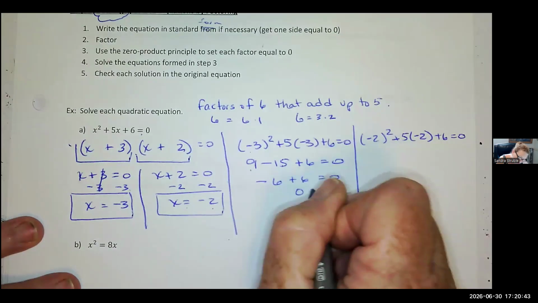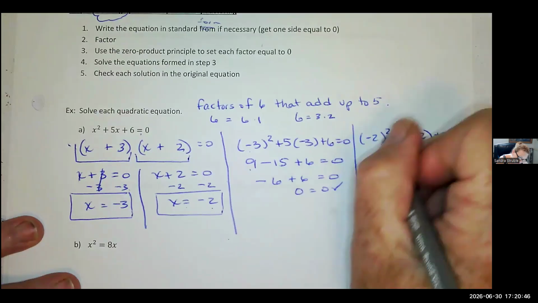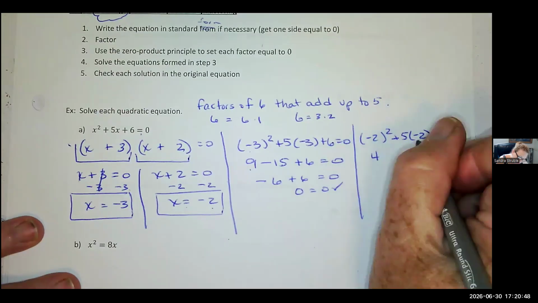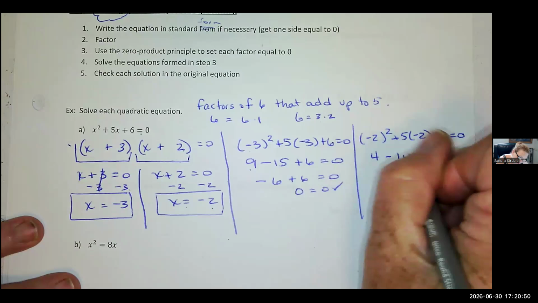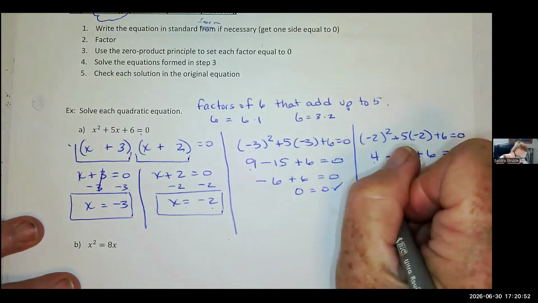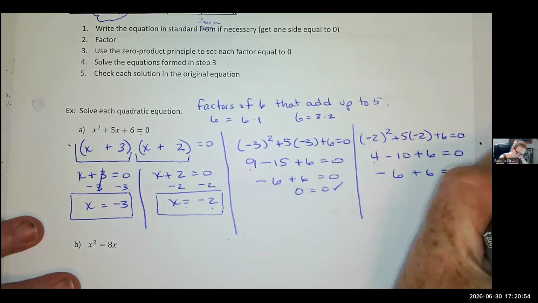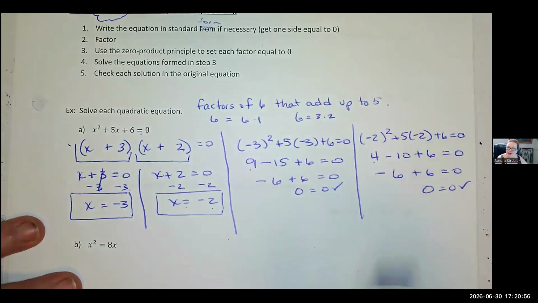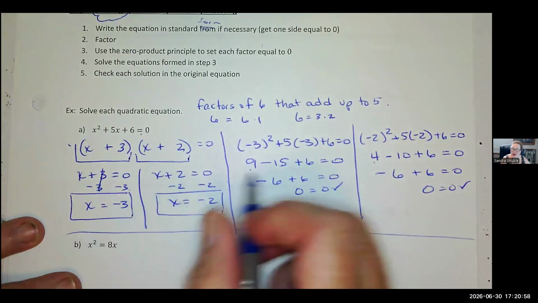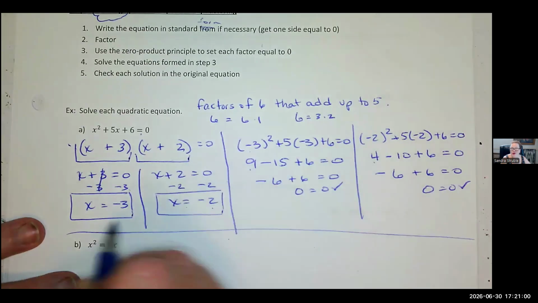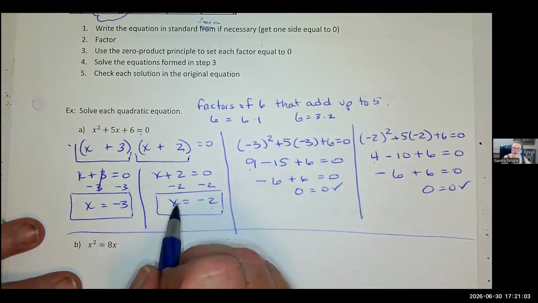-2 squared is 4. 5 times -2 is -10 plus 6 equal to 0. 4 minus 10 is -6 plus 6 is 0. So yes, those worked perfectly. That is just because I want you to understand what the two solutions mean. You don't have to do this every time. All right, and that's the steps.